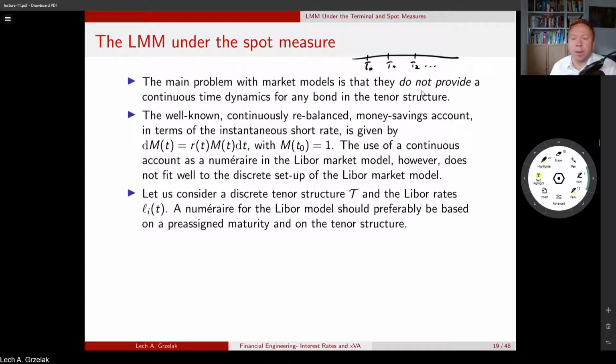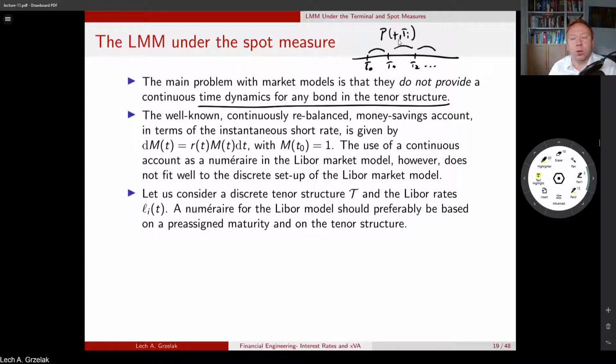That's basically the biggest limitation of the Libor market model, as it does not provide a continuous time dynamics for any bond in a tenor structure. The tenor structure is defined by the maturities of the corresponding bonds. So we have T1, T2, and so on. This will be the first Libor, we have a second Libor, and this grid is fixed. If we have a zero coupon bond P(T, T_i), this parameter is basically fixed. We cannot have a half or do things in between.